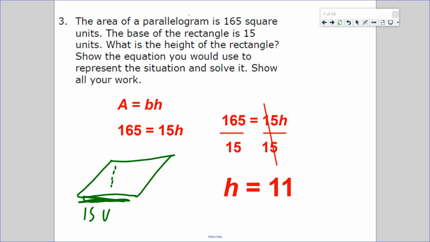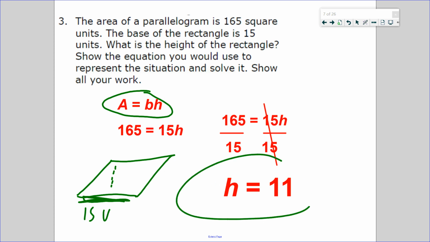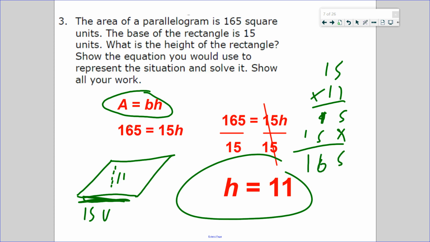So the equation I would use for a parallelogram is A equals BH. We know what the area is, 165. We know what the base is, 15. So what do I multiply by 15 to get 165? How do you undo a multiplication? You divide. So you divide 165 by 15 and you get 11. So check your work. If you multiply 15 by 11, you'll get 165, which is the area. So we did it correctly.